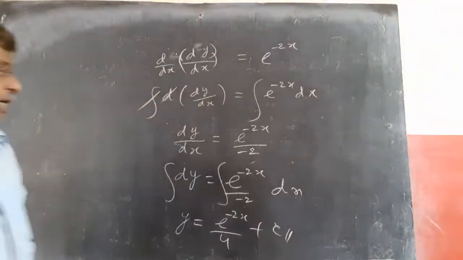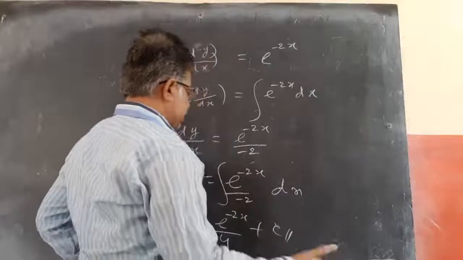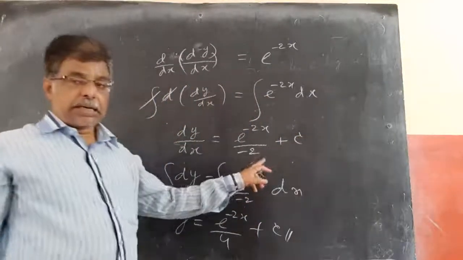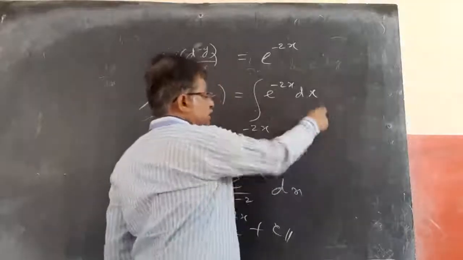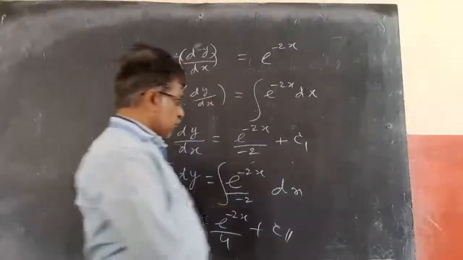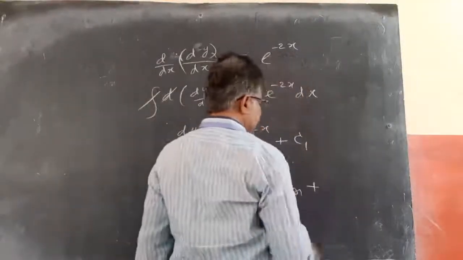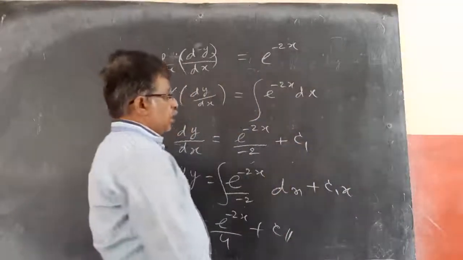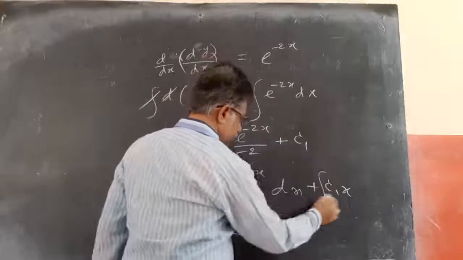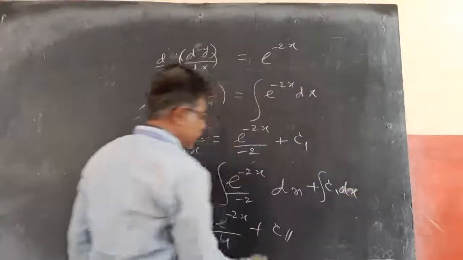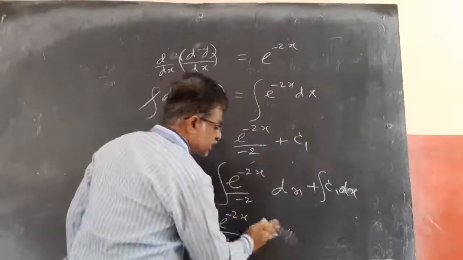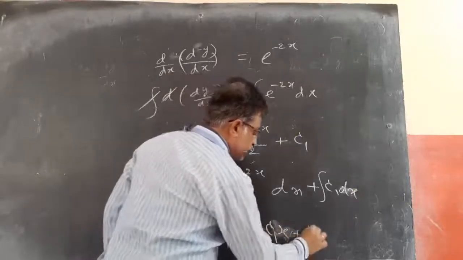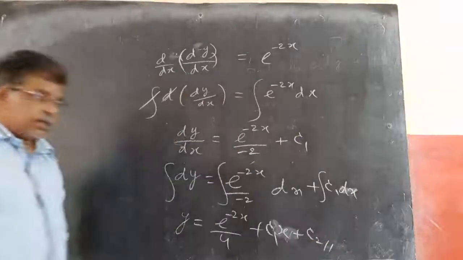Plus c, you will write, but there is a mistake. Again here I did a small mistake. There should be a constant here. Integrating means there will always be a constant. So plus this I can write as c1 dx. Integral of c1 is c1 outside, integral of 1 dx is x. So c1x plus another constant I need to include, c2.